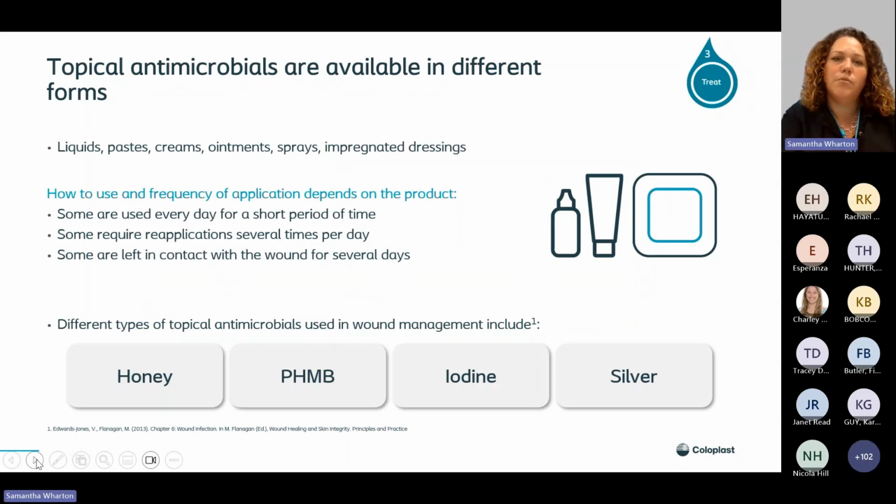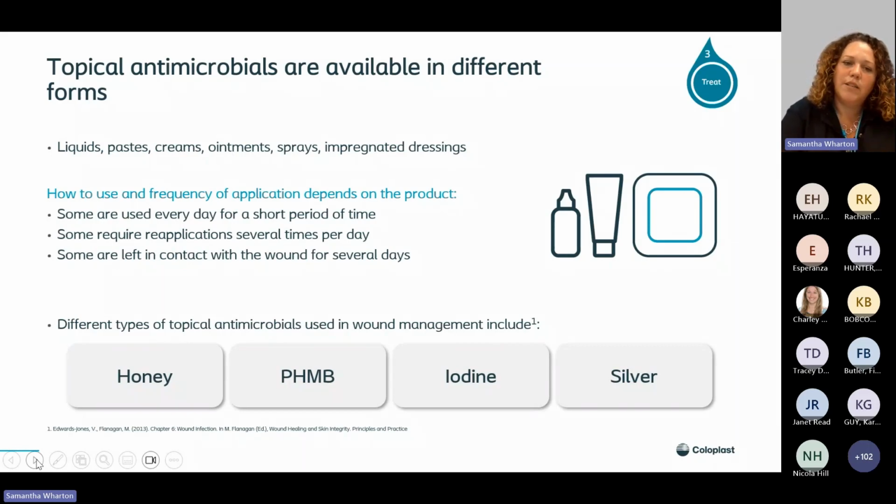So topical antimicrobials are available in different forms. They come in liquids, paste, creams, ointments, sprays, and impregnated dressings. Some can be used every day for short periods of time. Some require reapplications, and some can be left in contact with the wound for several days. So we have more and more advanced wound dressings that actually mean you can put an antimicrobial through an advanced wound dressing and have it in place for either days up to a week.